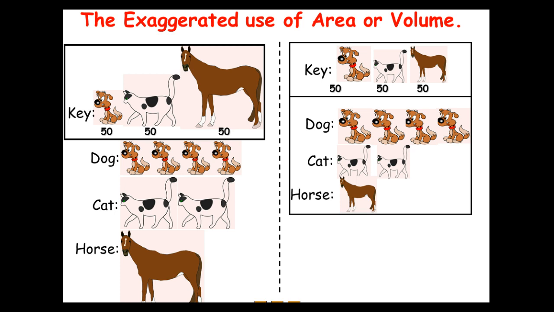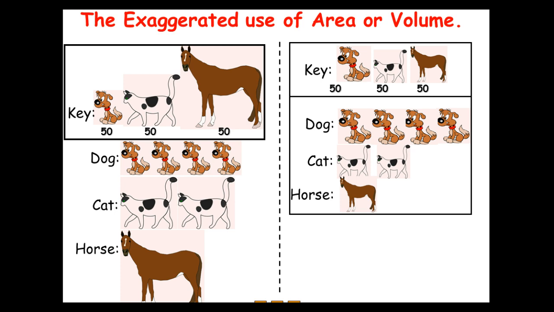So on the left-hand side, you've got a key saying that one dog is 50, one cat is 50, and one horse is 50. And so let's say this is a survey of how many dogs, cats, and horses there are in a neighbourhood. You might have it saying there that, well, if each dog's 50, then there's 200 dogs in the neighbourhood, there's 100 cats, and there's 50 horses. But when you look at the picture, because the horse is bigger, it makes you think that there's about the same number of horses as there are dogs, when there's way more dogs than horses.